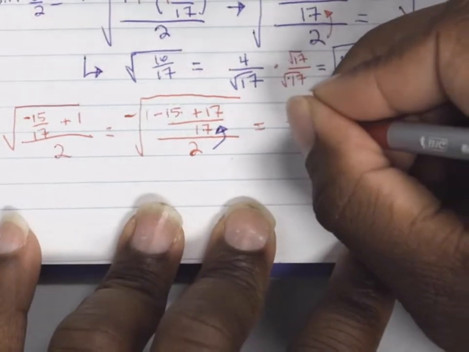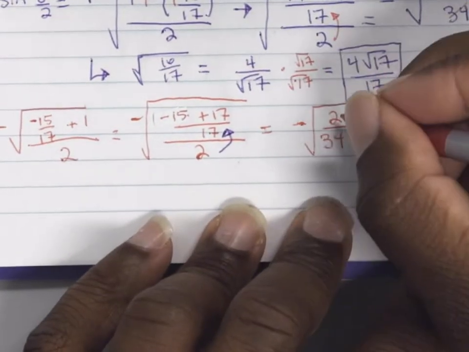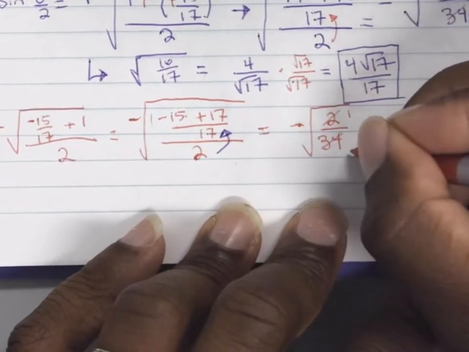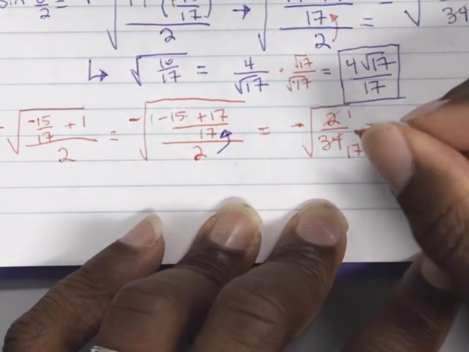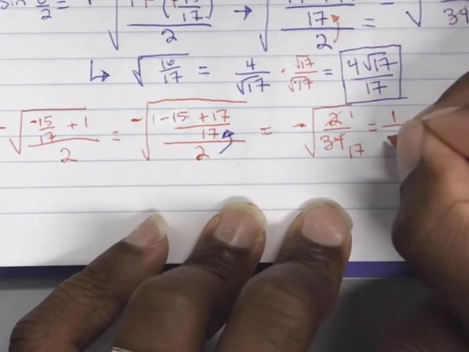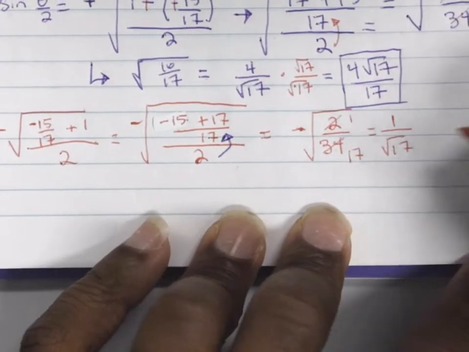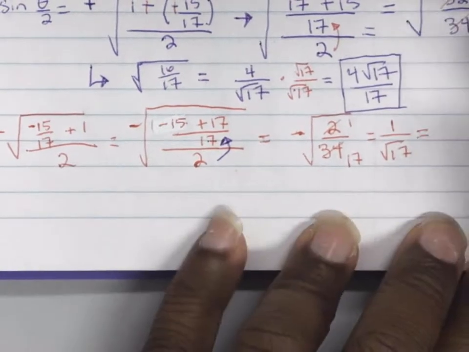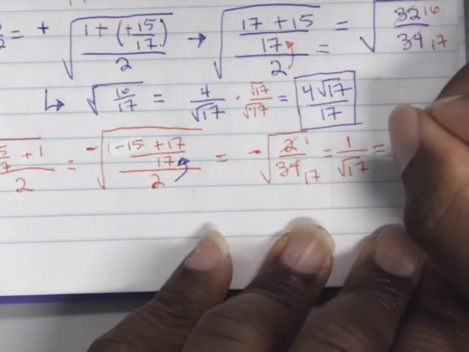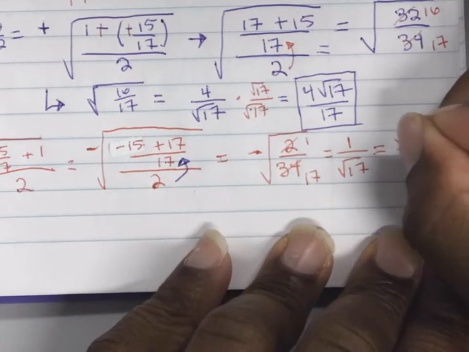So I can reduce these. If I divide both the top and the bottom by 2, I get 1 over 17. The square root of 1 is 1, so 1 over root 17. When I rationalize it, I multiply the top and the bottom by root 17, just like I did right here. And the answer I get is the square root of 17 over 17. And it should be negative.